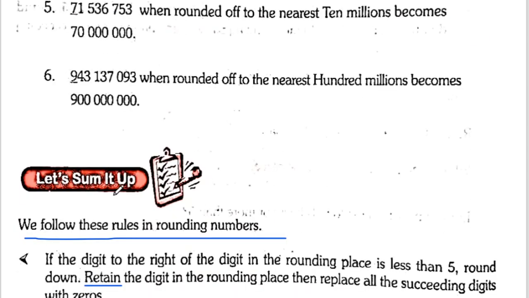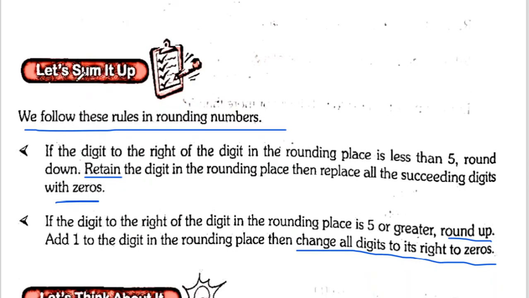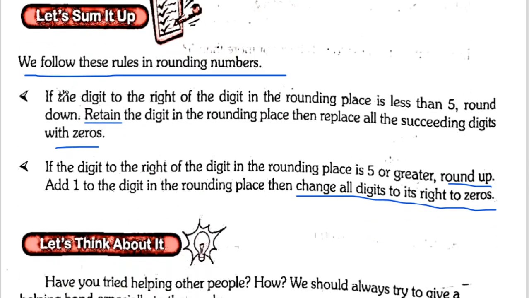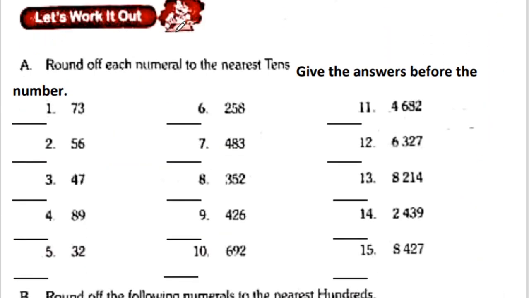Now, let's sum it up. Again, I'll repeat. If the digit to the right of the digit in the rounding place is less than 5, round down and retain. If the digit is 5 or more, add 1 to the digit in the rounding place, then replace all the succeeding digits with zeros. Just like that. Okay, so now, let's work it out.